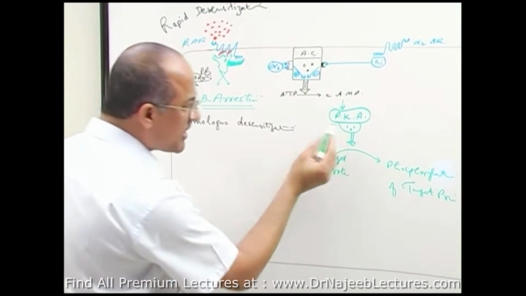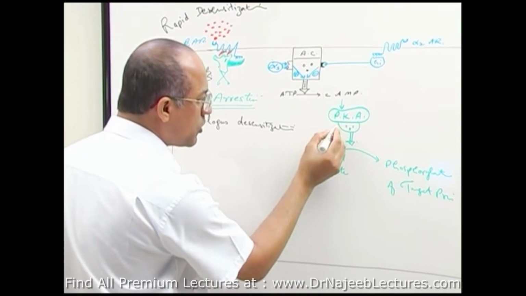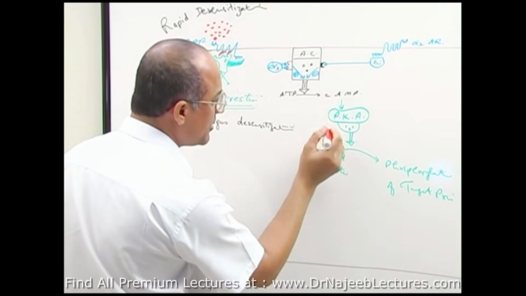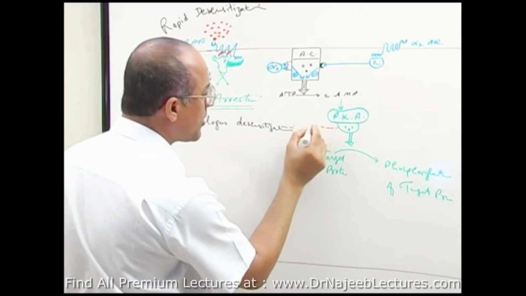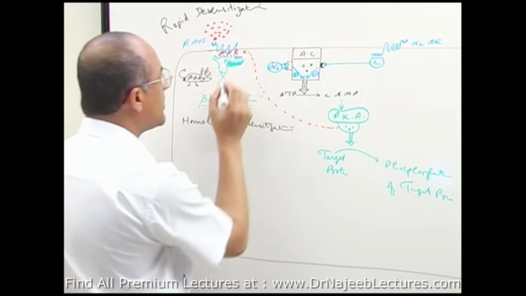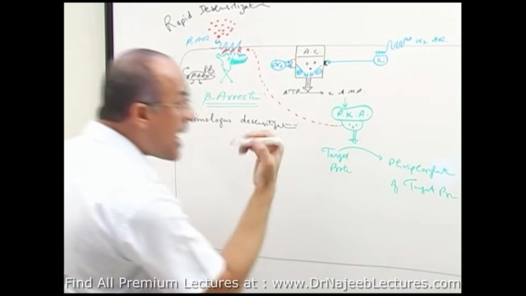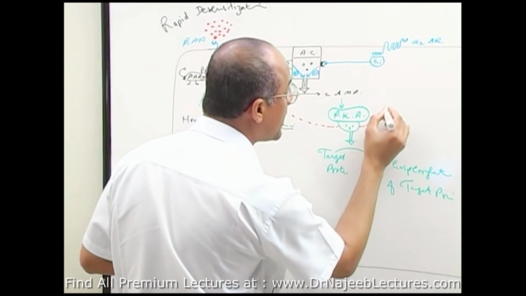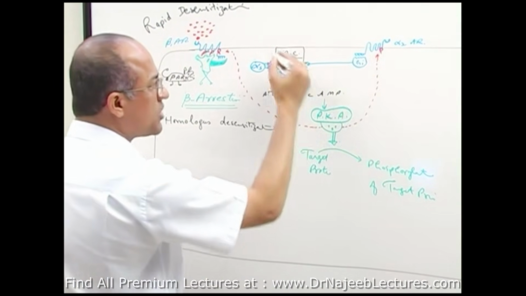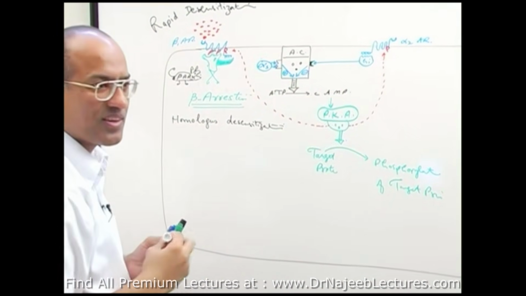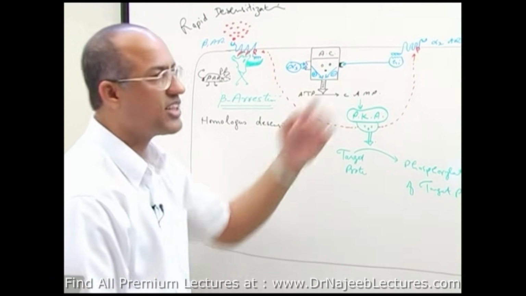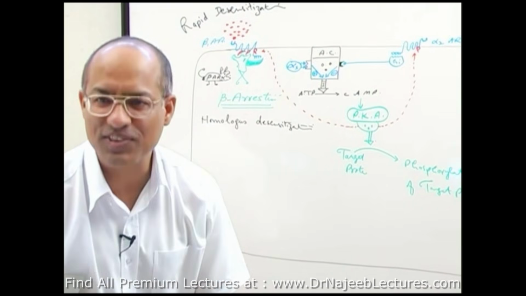that protein kinase A may also do the phosphorylation of the receptor which stimulated, as well as it may do phosphorylation of some other receptors which are working through the same signaling mechanism. You are getting it? And I told you when receptors are getting phosphorylated, they are becoming less efficient.